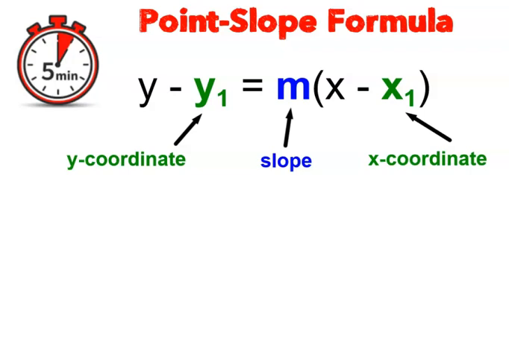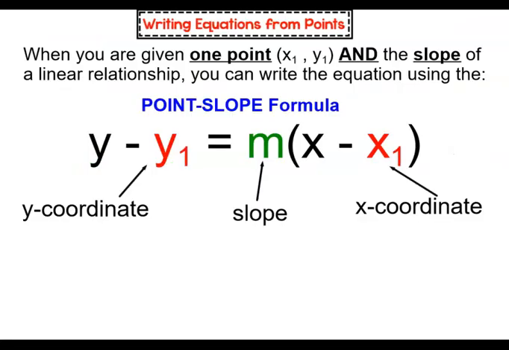Point-slope formula in 5 minutes. The point-slope formula is used to write the equation of a linear relationship. In order to use it, you need to have the information of the slope and one coordinate point.